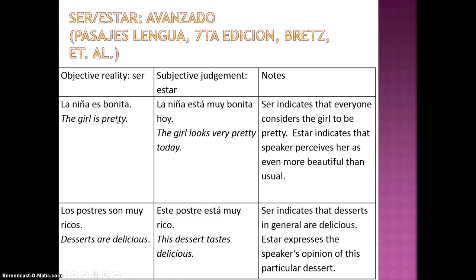Finally, we use ser to talk about objective realities, okay? So what everybody thinks of something, and then we use estar to talk about how we're feeling about that theme at that current time. Let's look at number one. La niña es bonita. The girl is pretty. So let's just say it's just a pretty girl. Everybody thinks she's pretty.